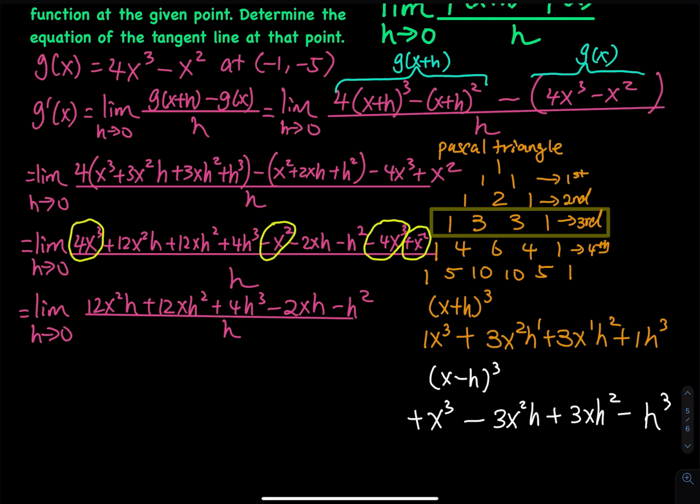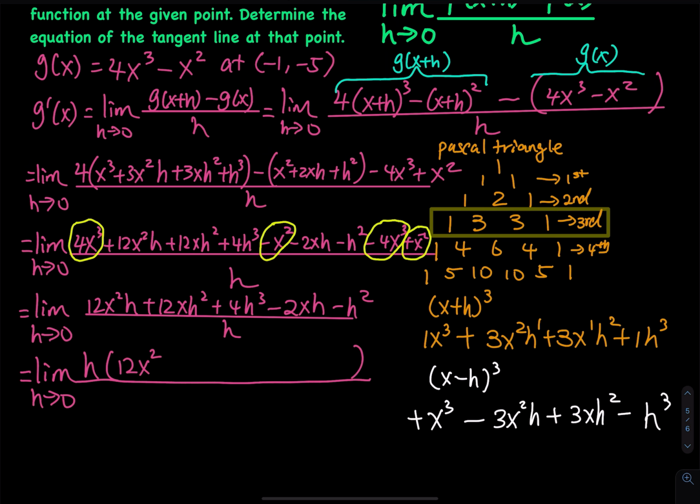Now it's a good time to do a checkpoint. Make sure every single term in the numerator has an h attached to it, because we need to factor one h out. And then we get rid of the h in the denominator. So we factor one h out. Limit as h goes to 0, take one h out. And then we have 12x squared plus 12xh plus 4h squared minus 2x minus h divided by h. And then we get rid of this h, right? So we get rid of this h.